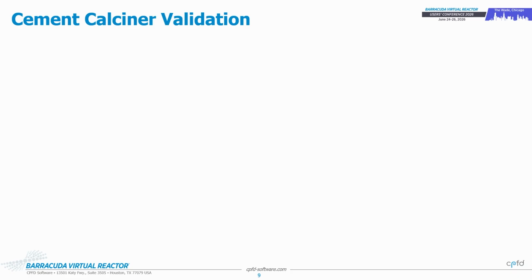Okay, so we have looked at the model setup. We have looked at the kinetic framework. Let's jump into the results section. So whenever we have data, such as plant data or experimental data or pilot data, we want to validate the Barracuda model, so as to build confidence in Barracuda.